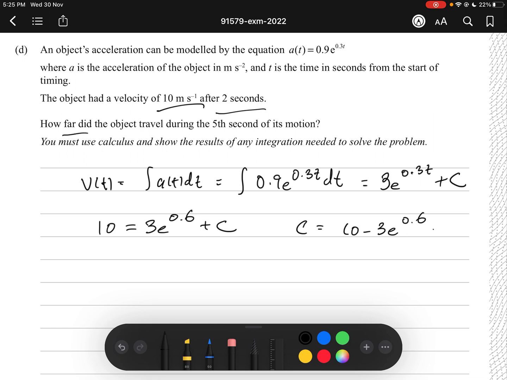So we need to find how far the object traveled during the 5th second of its motion. That's the same as saying the definite integral between 4 and 5, which is the 5th second of its motion. And we're going to integrate the velocity function to find the distance function. So I'm going to say the integral of v of t dt equals the distance.